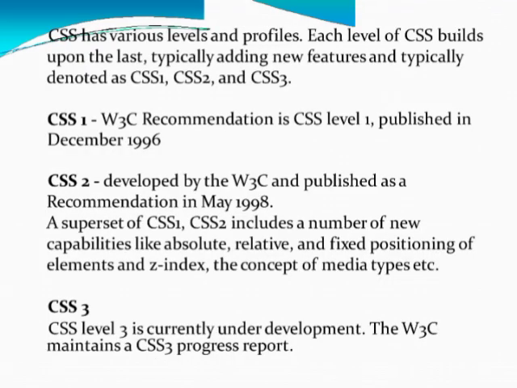CSS has various levels and profiles. Each level of CSS builds upon the last, typically adding new features, and is denoted as CSS1, CSS2 and CSS3. The first CSS specification to become an official W3C recommendation is CSS Level 1, published in December 1996. Then CSS Level 2 was developed by the W3C and published as a recommendation in May 1998.